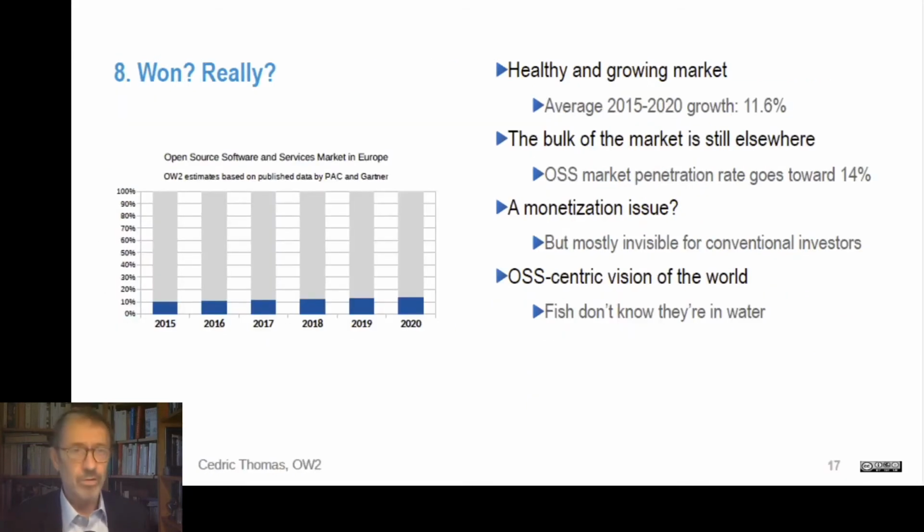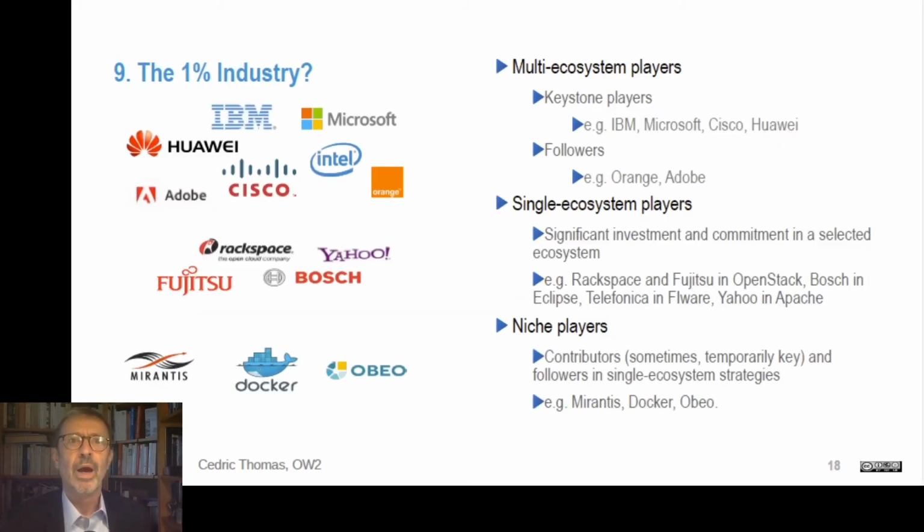Next, we also have to pay attention to thinking that open source has won and that everything is going to be open source. No. Open source only represents 15% of the whole software and service industry. It may be a question of monetization and measuring the value, but the thing remains that the center of gravity of the whole IT industry is not in open source, and that has to be taken into consideration as well.